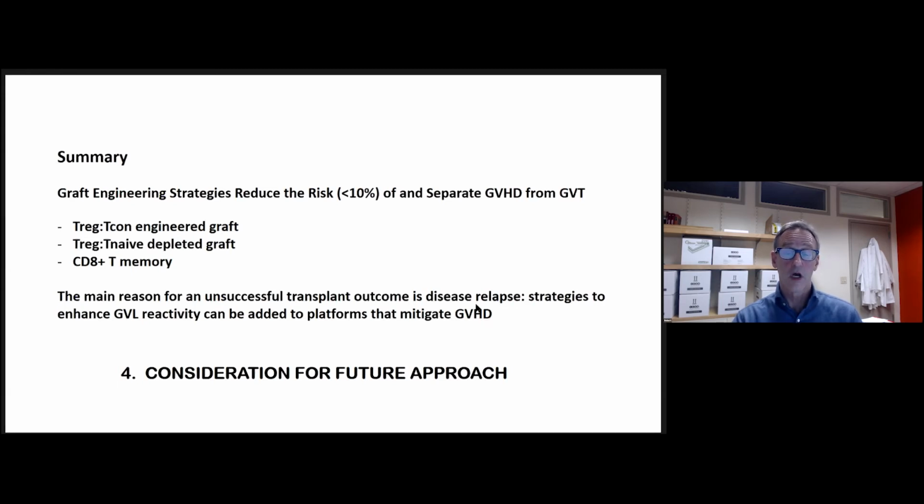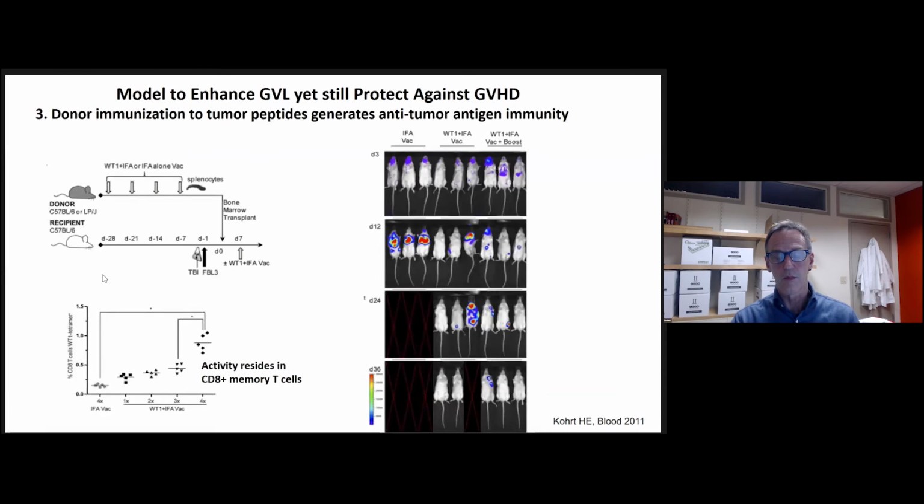So now we want to bring in strategies to enhance GVL, but on this kind of a platform that mitigates GVHD. And we've done experiments and models here. Here's a model, and I think Wolfgang made reference to this in his talk at the end. This is about donor immunization to tumor peptides to generate anti-tumor immunity. And this is an older publication, but it still was the backbone of our thinking.